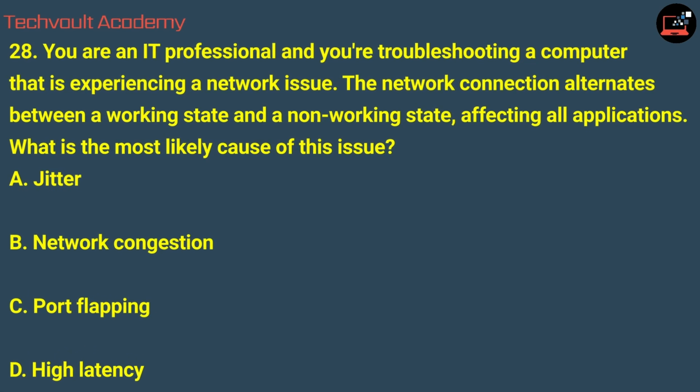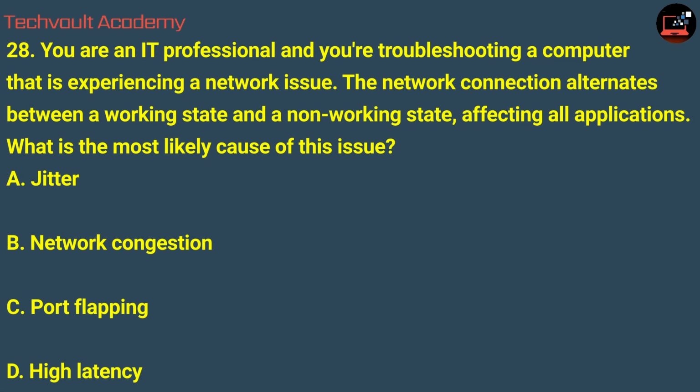28. You are an IT professional and you're troubleshooting a computer that is experiencing a network issue. The network connection alternates between a working state and a non-working state, affecting all applications. What is the most likely cause of this issue? A. Jitter. B. Network congestion. C. Port flapping. D. High latency.